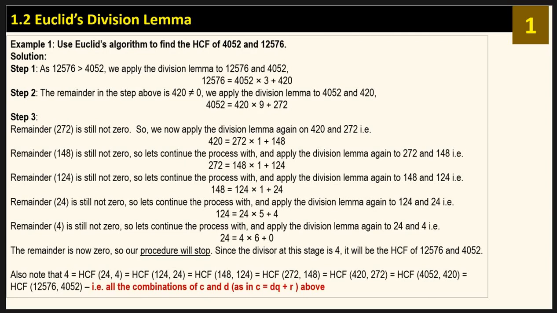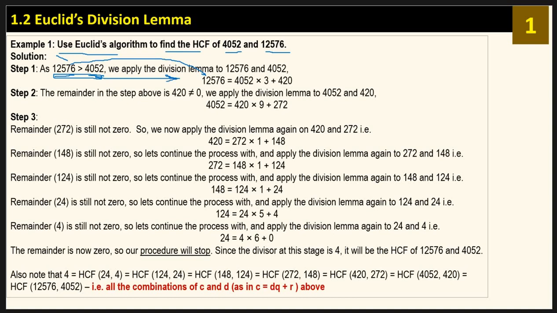This is example 1 from the textbook, and it asks us to use Euclid's algorithm to find the HCF of 4052 and 12576. So let's take the first steps to solve this, and we notice that 12576 is bigger than 4052, so we shall keep this 12576 in the dividend position, and let's apply the lemma to these two numbers, and we obtain an equation like this.